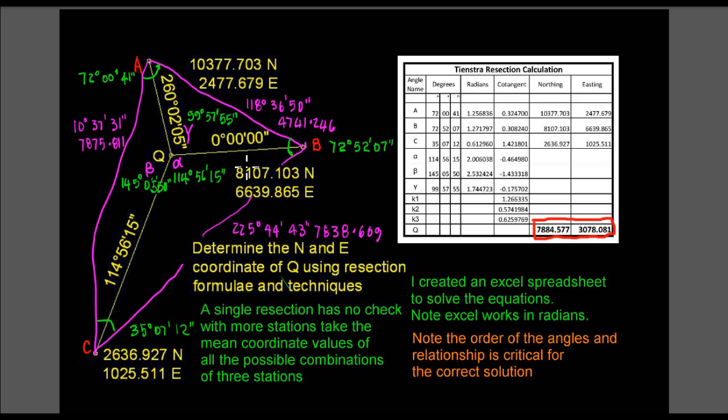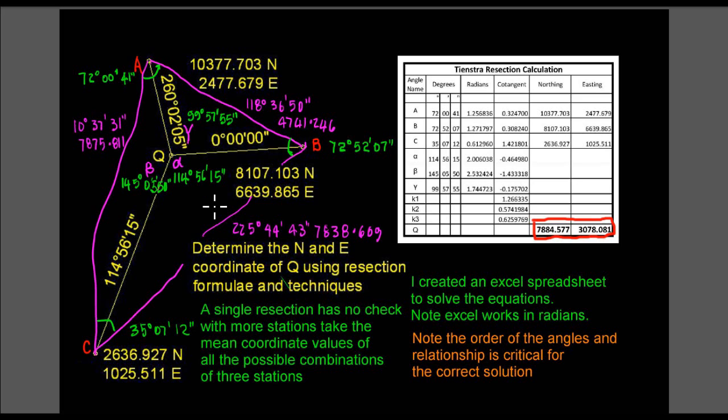Now, just by way of looking at resections here, a single resection calculation like this has no check. We're very much reliant on observing and getting the right values. So quite often we do more. So how do we deal with more resections?